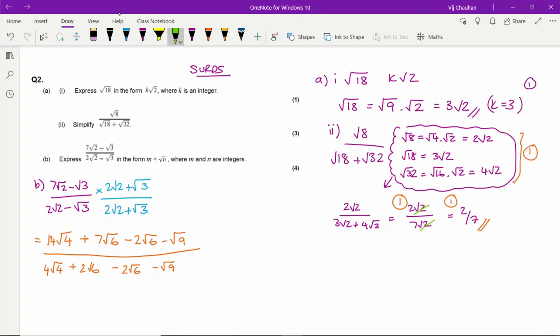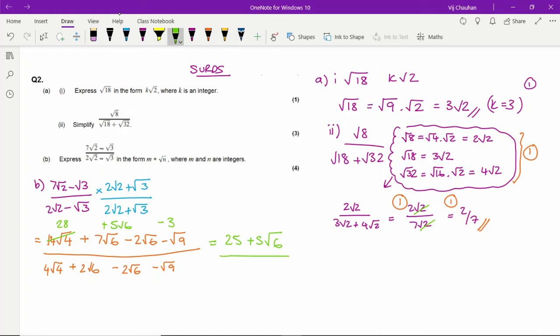Now 14 root 4 is the equivalent of 14 times 2, which is just 28. 7 root 6 minus 2 root 6 is positive 5 root 6, and I've got a minus 3. So the numerator of this is going to be 25 plus 5 root 6.